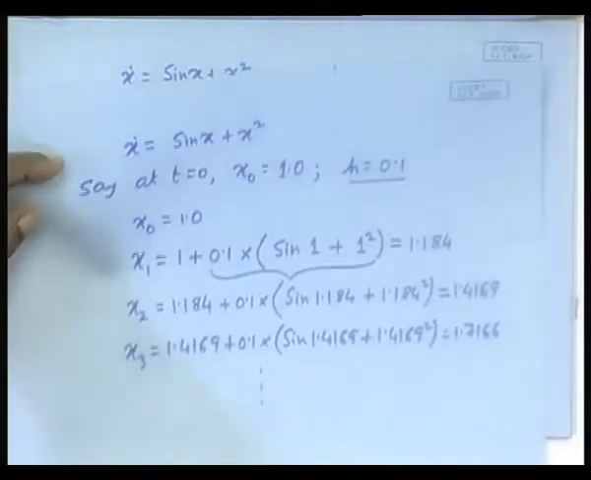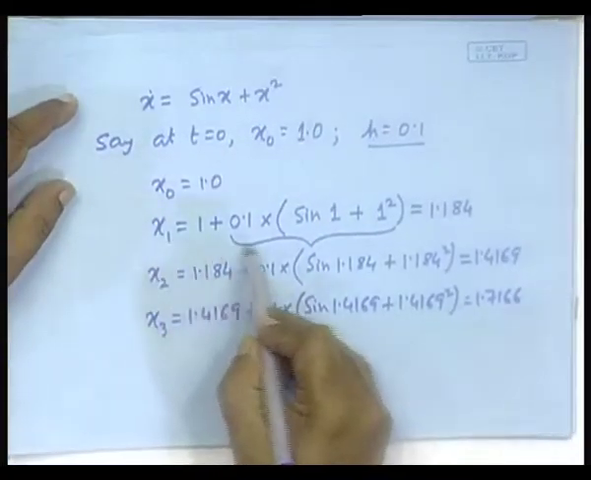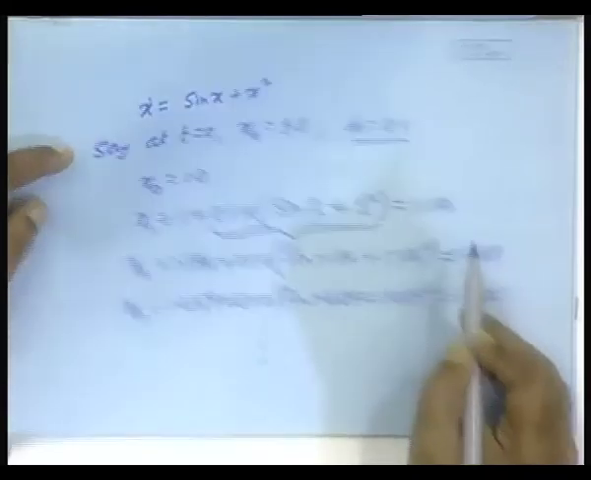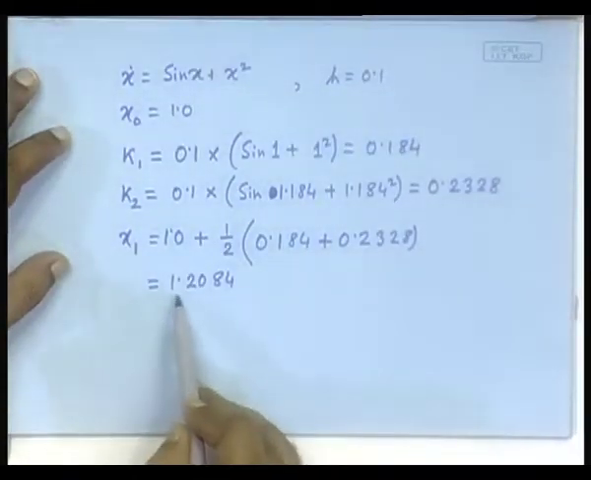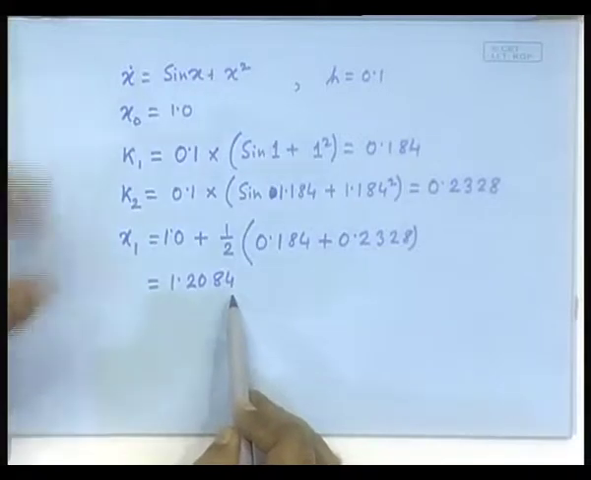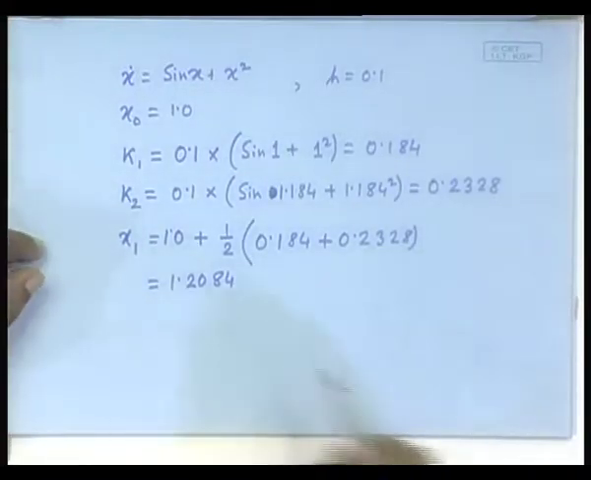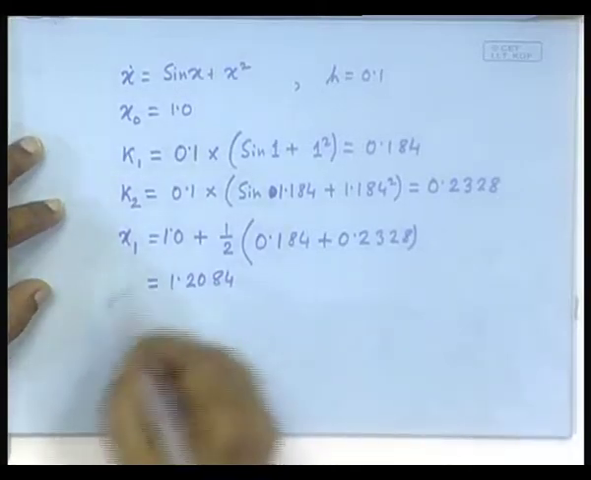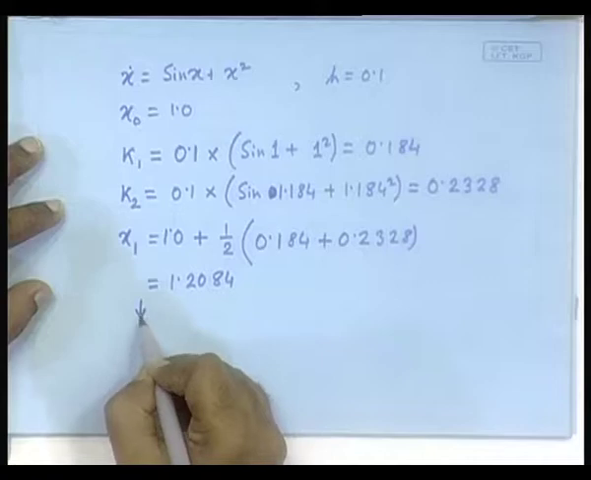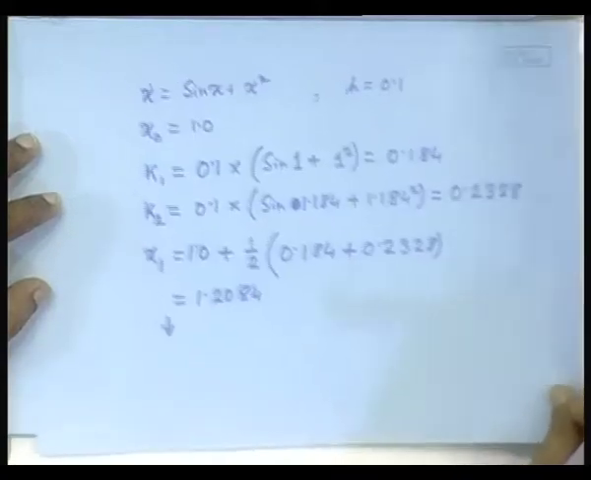See, in the Euler method, at the end of x1 we had calculated 1.184, while by using the trapezoidal rule we have found x1 is equal to 1.2084, which is a better approximation than the earlier step. Similarly, in order to calculate x2, go to the next step, then we have to calculate it again.